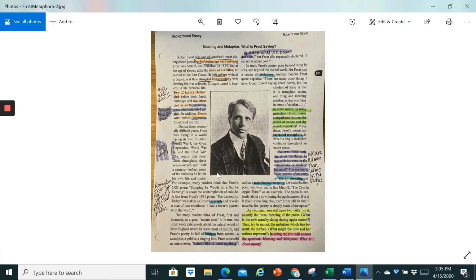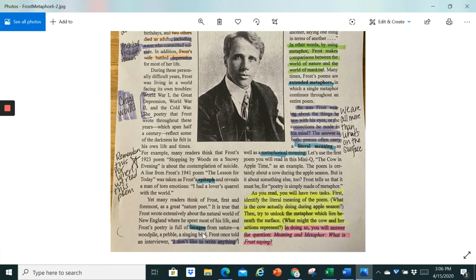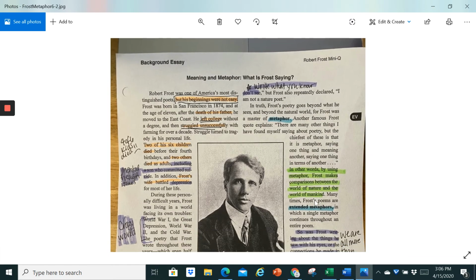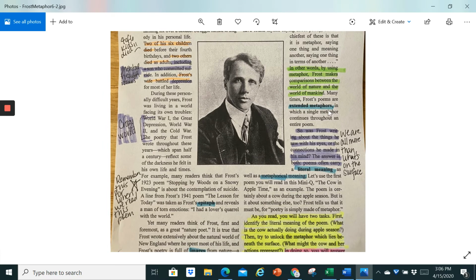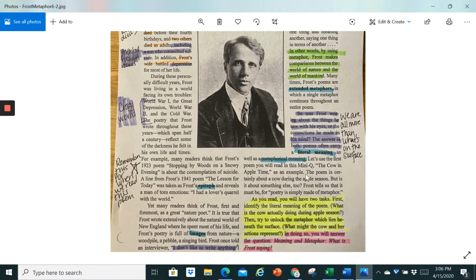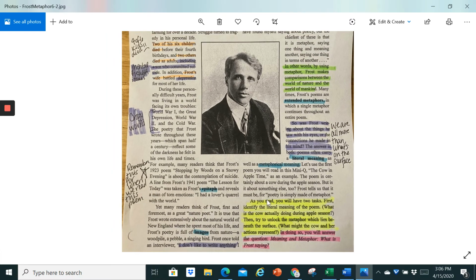So we've done purple and we've done green. Now, I don't know if you've noticed, I've highlighted some words in blue. Those are the literary terms that you're going to need to know in order to be able to function in this unit. Epitaph, images, metaphor, extended metaphor, literal meaning, and then I went ahead and highlighted metaphorical meaning because without metaphorical meaning, then literal meaning doesn't really make sense. So those are the six terms that you need to be able to understand.